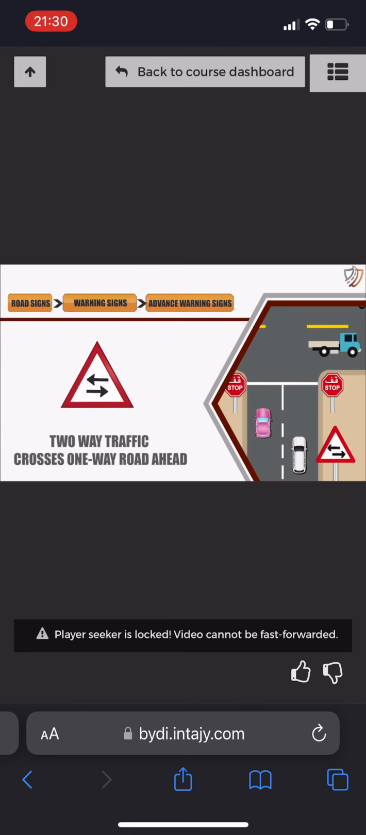Two-way traffic crosses one-way road ahead. This sign means that two-way traffic is crossing a one-way road ahead. This sign is found on one-way roads, which warns that this road will terminate at a road where the traffic is moving in both directions, that is, the two-way road. Motorists must be prepared for the traffic approaching from both directions and position properly to turn either left or right.